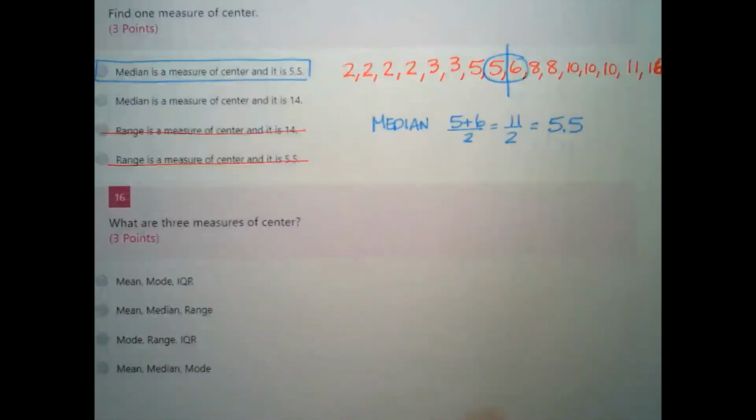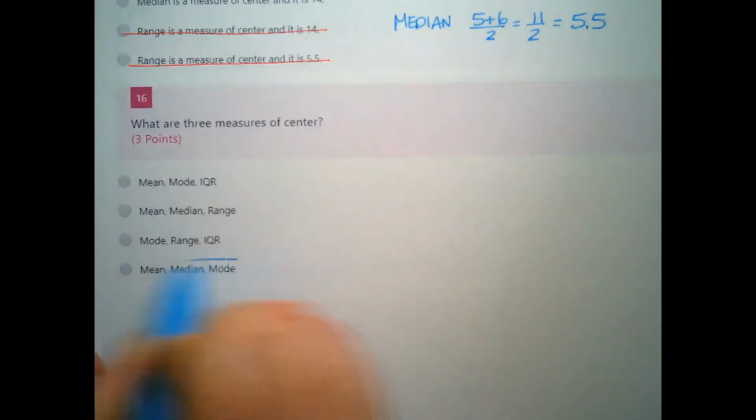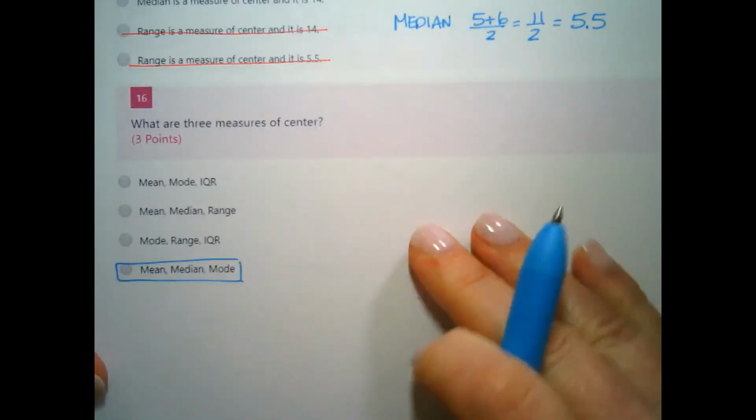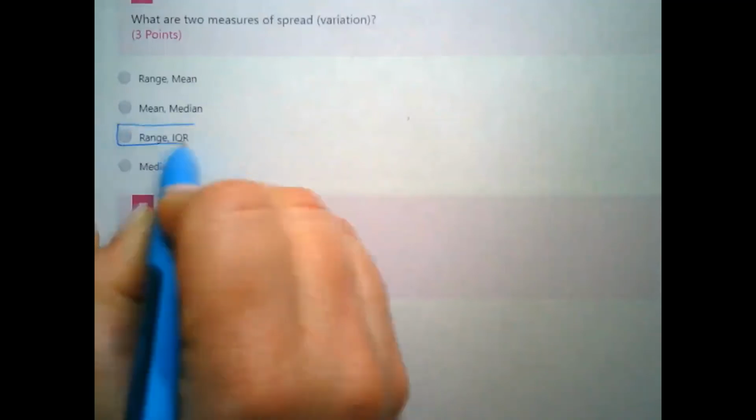All right. Then it asks us, question 16, what are 3 measures of center, the ones that we've studied? Well, we did mean, median, and mode. All right, we're going to move on to question 17. We're getting to the end, guys. Number 17 says, what are 2 measures of spread? And we just talked about those. That's the range and the IQR.